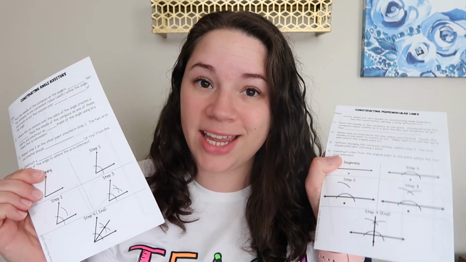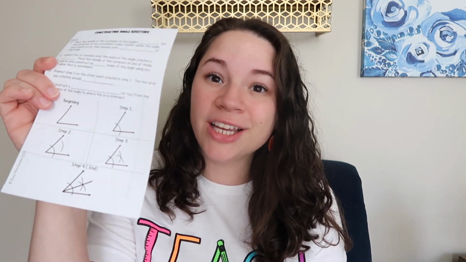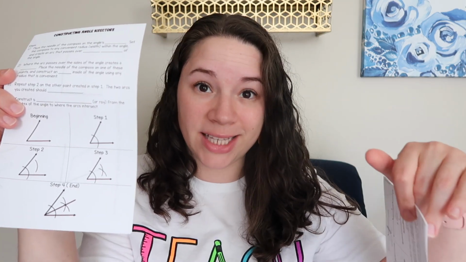Then on the next day, we do angle bisectors and perpendicular lines. And we again talk about how these are almost the same thing. So your angle bisectors, you make that first arc. From that arc, you make two arcs that intersect, and then you make the line through that point of intersection. So that's really simple once they get the hang of it.